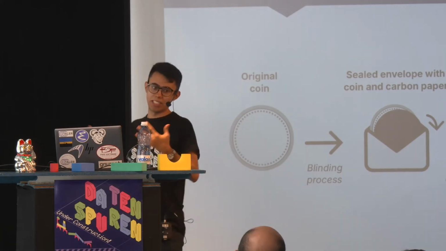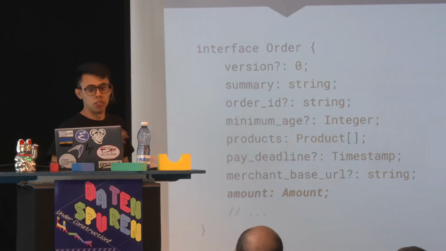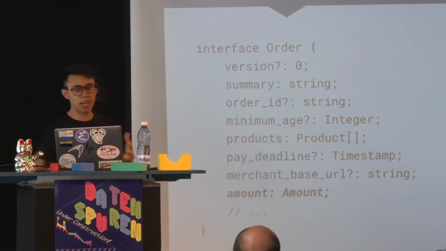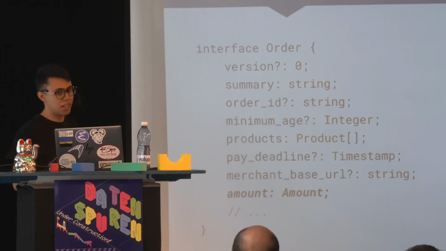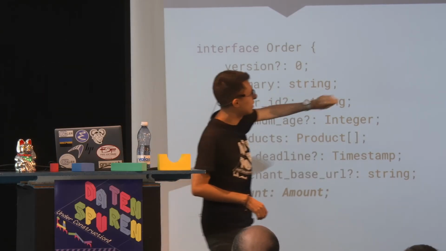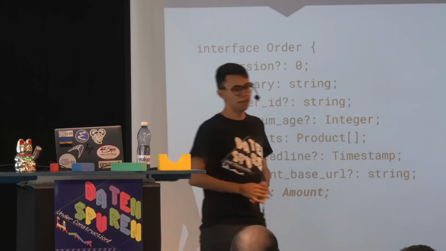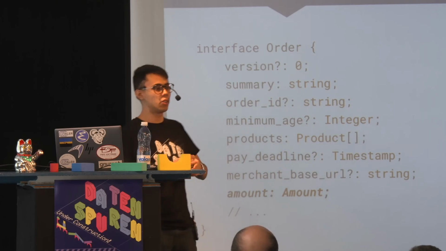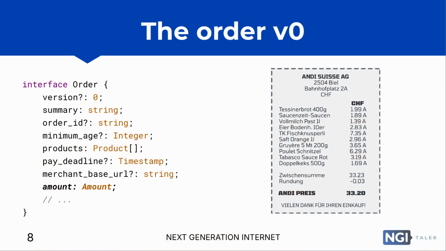So now, how do we actually spend those coins? We do it through an order, which is an offer made by the merchant to the buyer, saying, for instance, you get this and this and this and this for this amount of money. You must be this years old in order to pay, and you have until this deadline to pay. You have until this date, and this is the amount. So in order to pay this order, the wallet has to send to the merchant a combination of coins of different denominations that matches the amount that you want to pay.